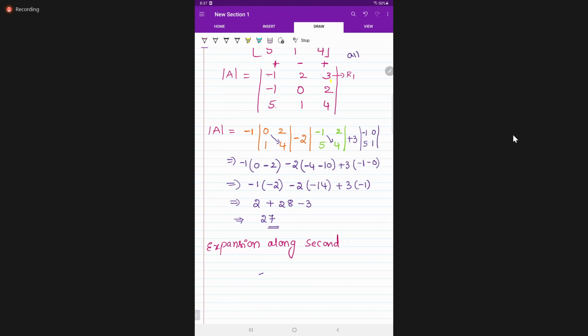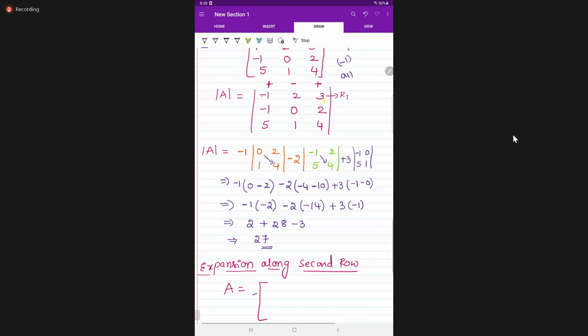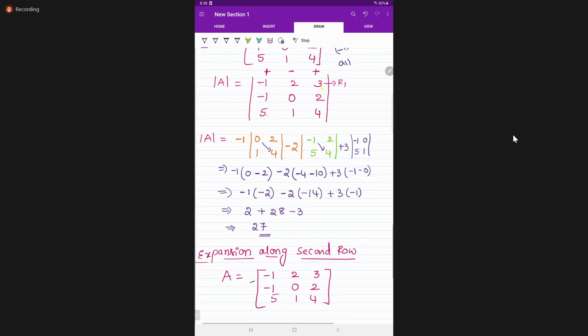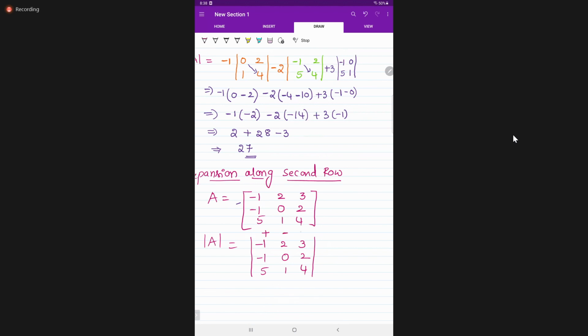Second row now I'm doing. What is the A matrix? Tell me, students, what is given. Minus 1, 2, 3, minus 1, 0, 2, 5, 1, 4. Det of A is equal to det of this matrix. Tell me the signs, students. First symbol is plus, minus, plus, minus, plus, minus, plus, minus, plus.